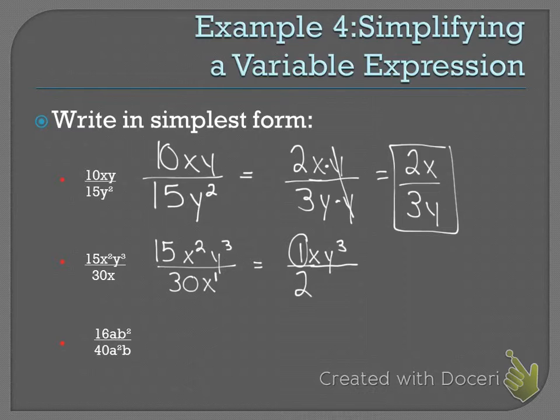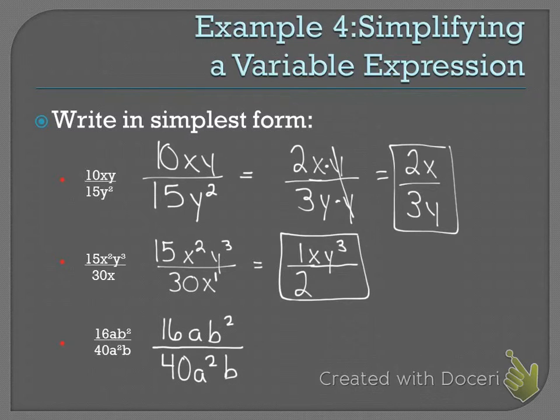Now, what if you didn't have the variables? Could you just have a blank numerator? No, then the 1 would be necessary. So if you keep the 1, that would be fine. I'm not going to count off. If you leave the 1 off and you say xy to the 3rd over 2, that is the more accurate answer for this expression to be reduced.